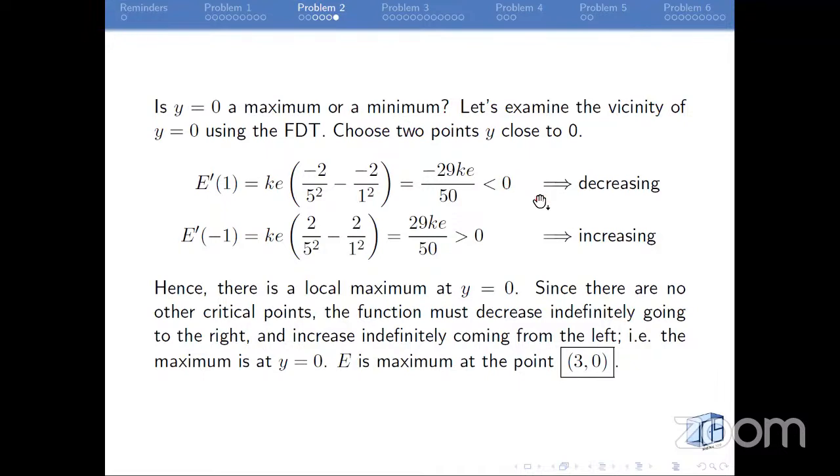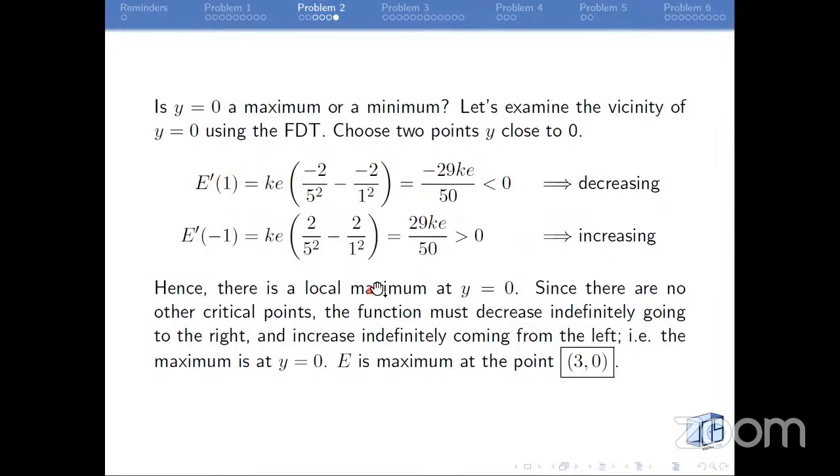which means that any value of y less than 0, E prime of y is decreasing. And similarly, when E prime of -1 is equal to 29 kE over 50, which is greater than 0, which is increasing. So yun, kaya tayo nag-assume na positive tong si k at saka si e para malaman natin kung ano yung magiging behavior ng value na to, kung ano man ang y value natin.